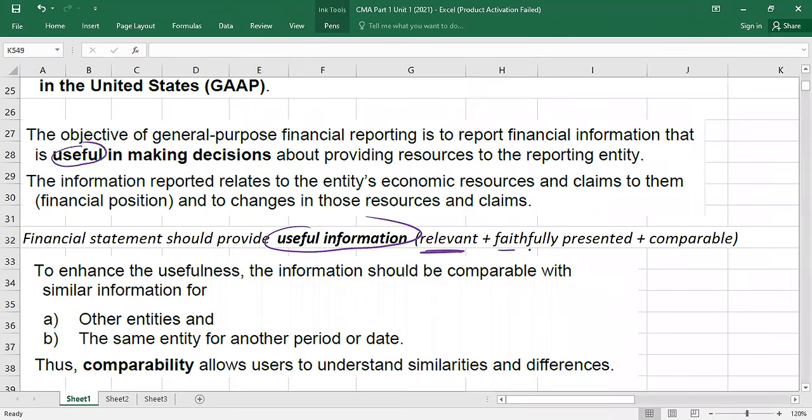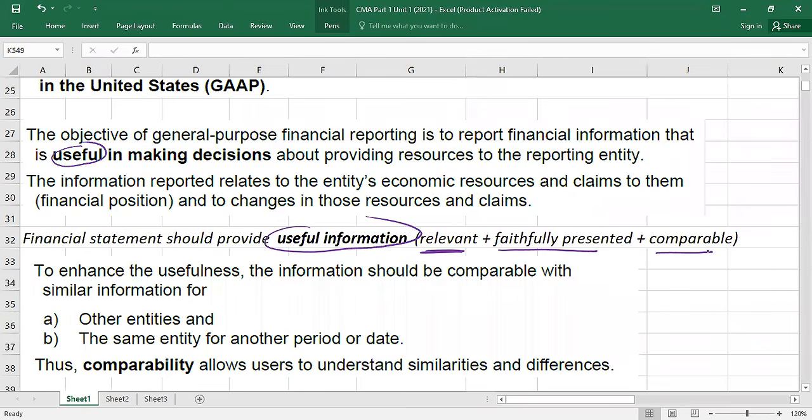Then information, whatever you are presenting, must be faithfully presented. Don't lie, don't overstate or understate the values intentionally. And then the information must be what? Comparable.